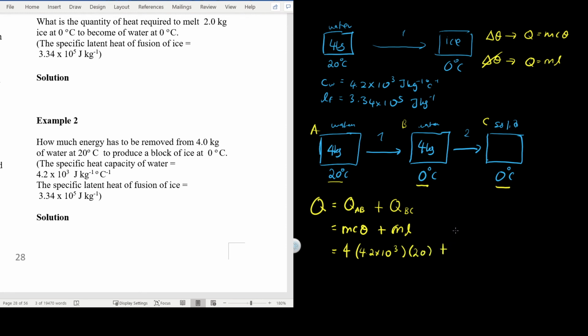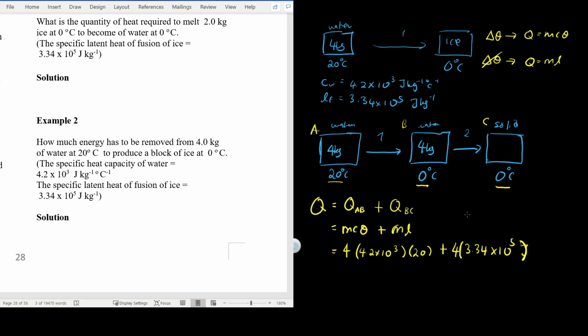Plus, now we want to change from liquid to solid, so mL. The mass of water is 4 kilogram, times the specific latent heat of fusion, 3.34 times 10 to the power of 5 joule per kilogram. Of course, I don't write the unit because all of these are already in SI units.